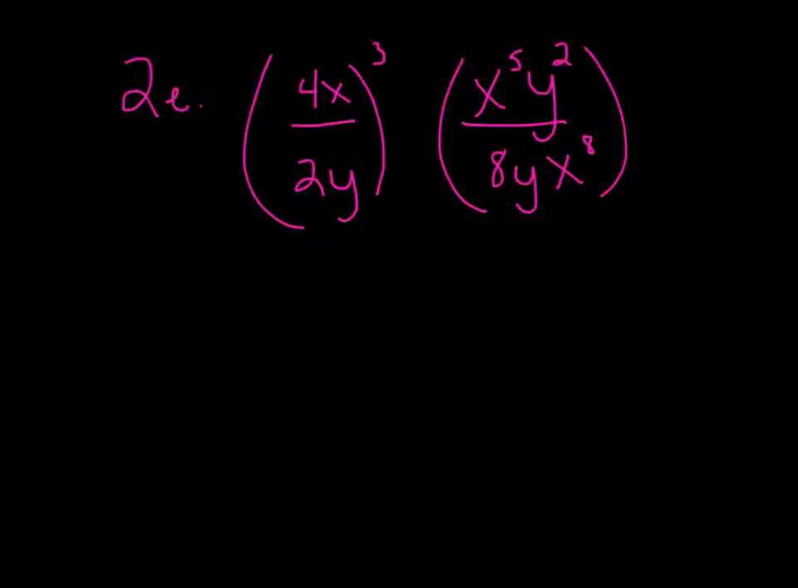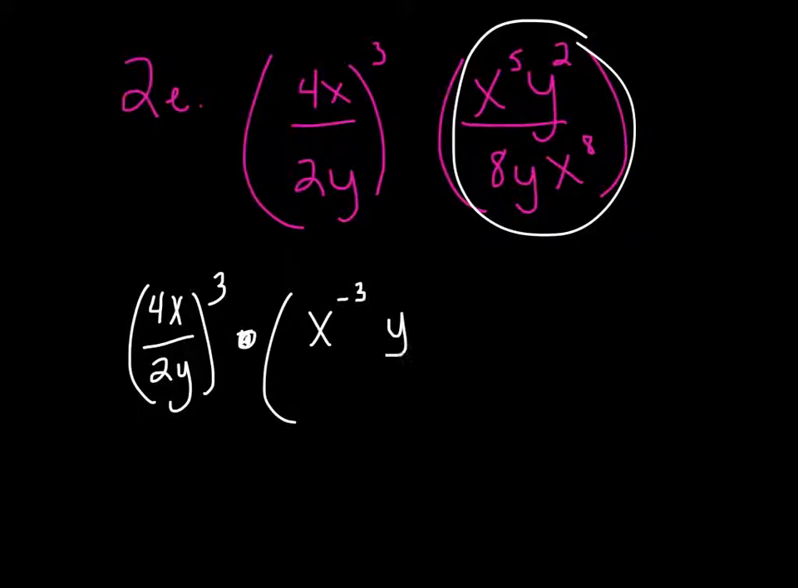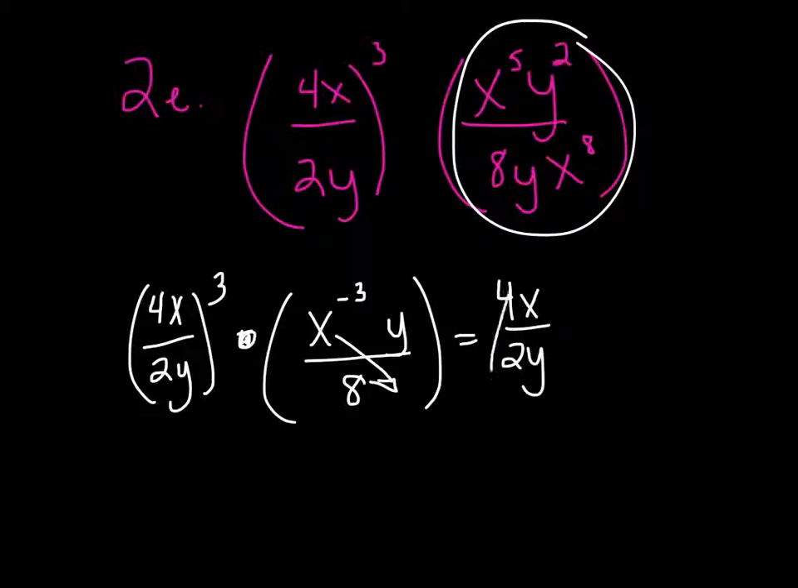Last problem, I'm going to start by simplifying this thing right here. And I'm just going to leave that first thing alone for now. And so I have x to the 5th over x to the 8th and y squared over y. So that's going to become x to the negative 3 and y over 8. That's going to have to get shoved down since it's negative. Rewrite this first part here. So it's going to be y over 8x cubed.